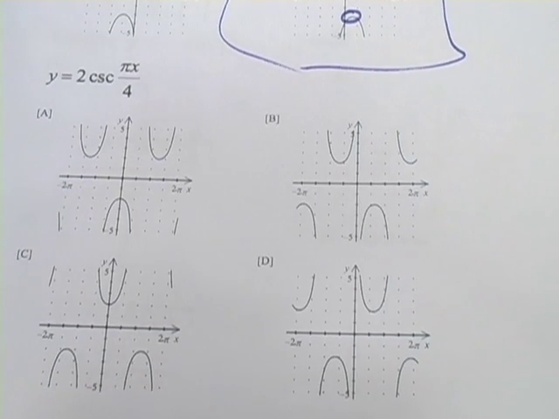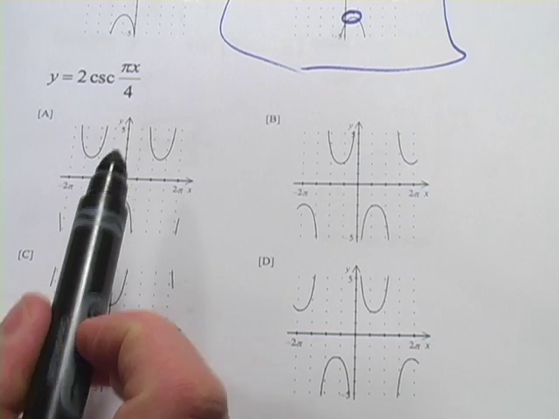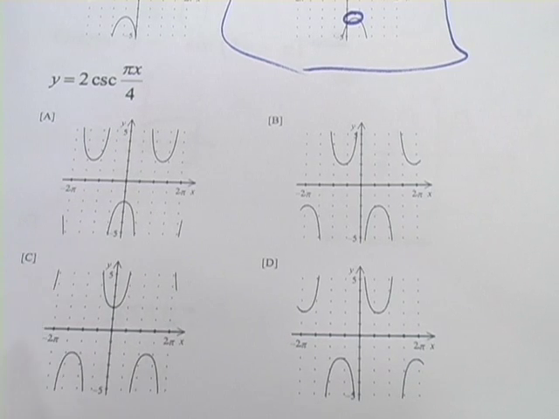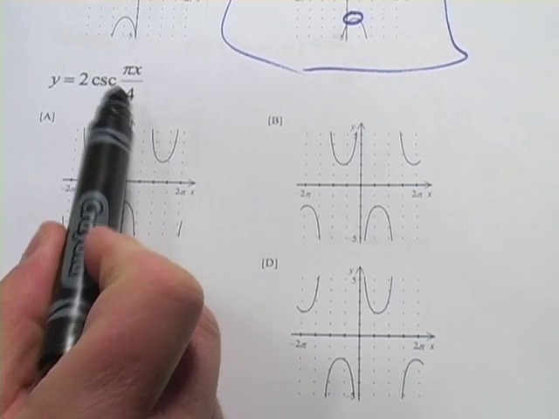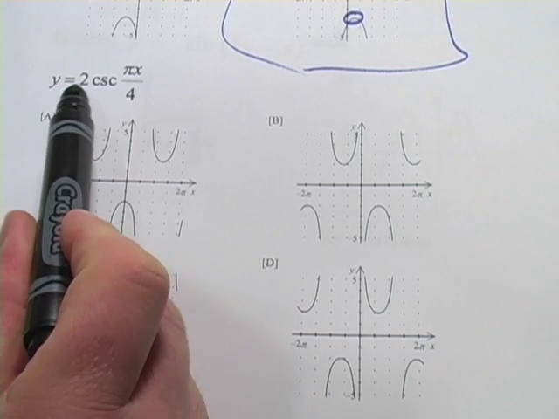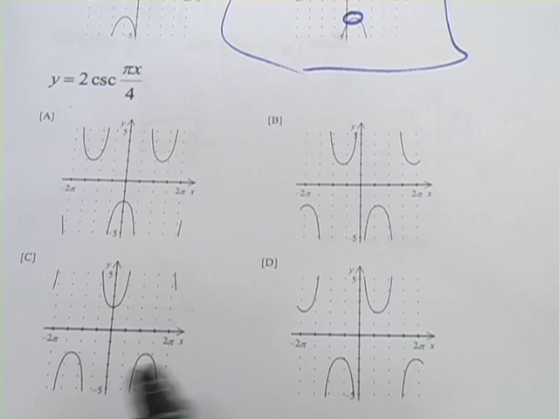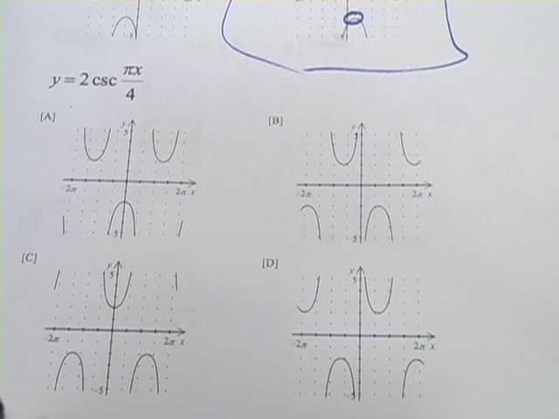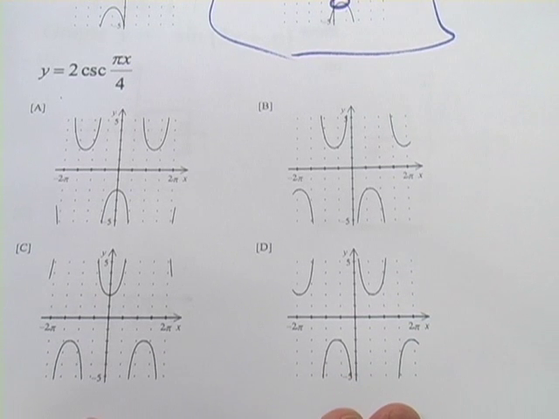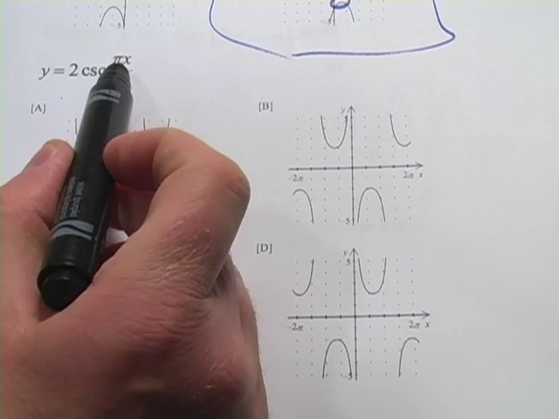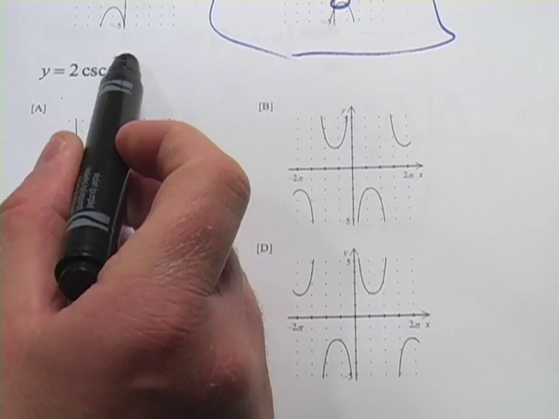All right, let's look at one more. Here we have y equals 2 times the cosecant of pi over 4 times x. Now, pi over 4 times x is close to 1, so it's going to stretch this out a little bit. We've got a multiplier of 2 on the function, so our amplitude is going to be 2. All of them appear to have an amplitude of 2. So which one have we got here? Again, I'd suggest plugging in a value here. And I might plug in 0 since I've got no phase shift to deal with.